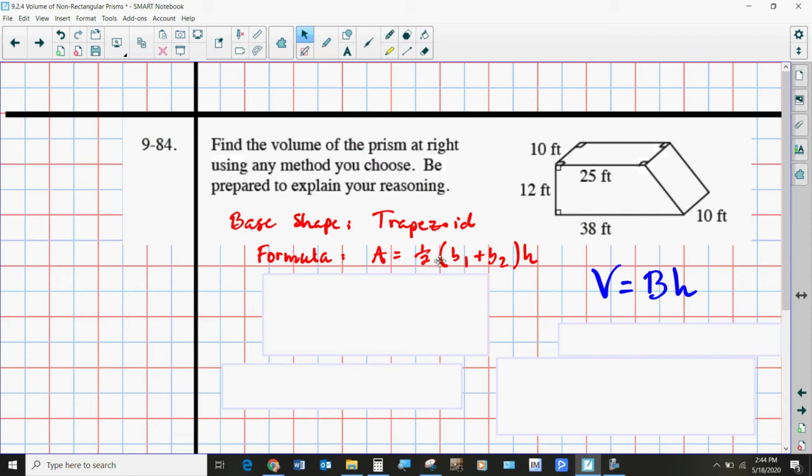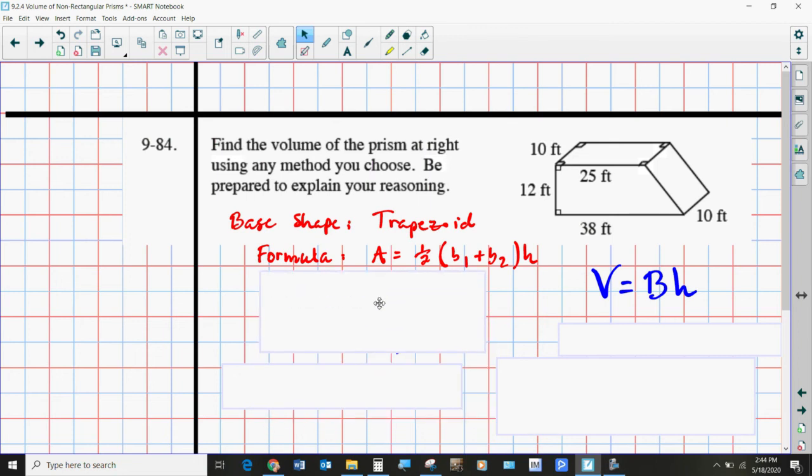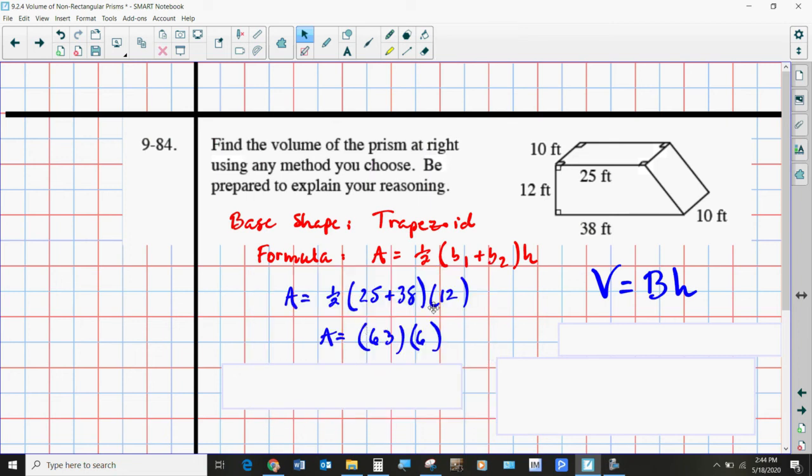Okay, welcome back. I'm sure you've now been motivated to do all the work on your own. Let's see what we got here. So I'm plugging in the 25 and the 38 for my two bases. We add those together. Oh, look what I did. Hold on for a second. I did the same trick that I did before. Instead of taking half of 63, then multiplying times 12, I decided to take half of 12 and multiply 63 times 6. So when you do that, you should have gotten the area of 378 square feet.